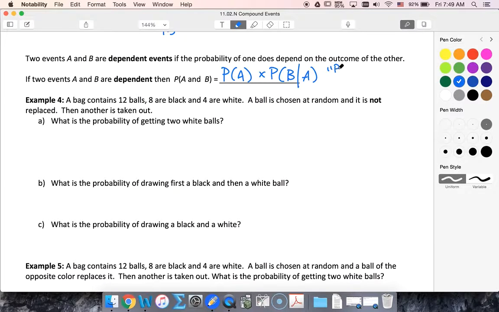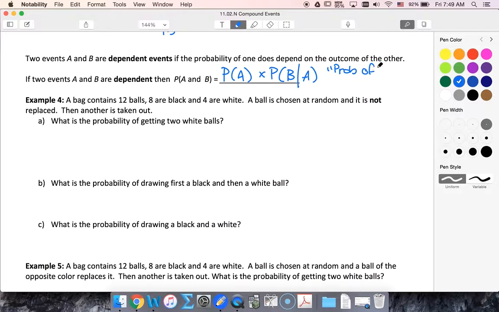So this is the probability of B happening, knowing what happened with A. So we say this line, we use the word given for. So probability of B given A. So let's look at an example of that.